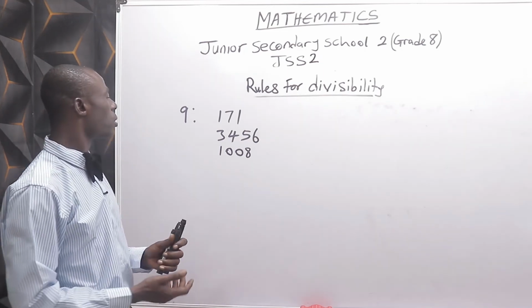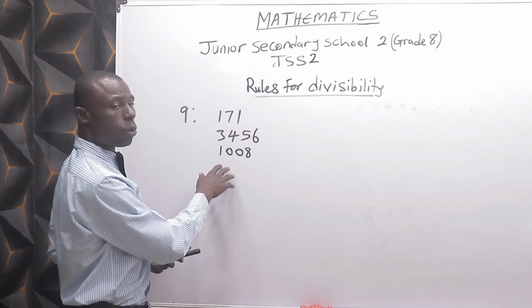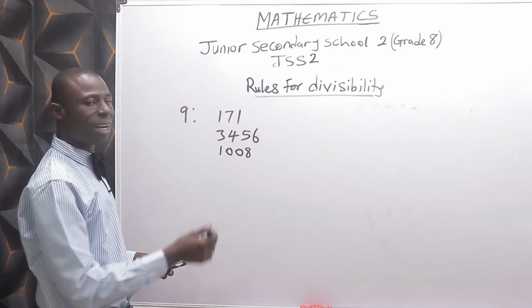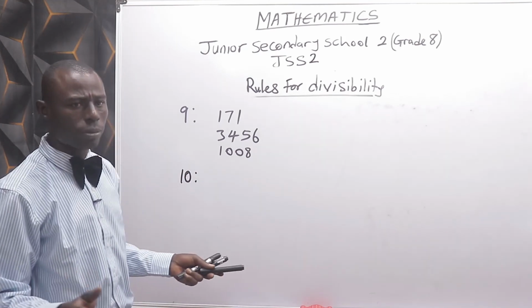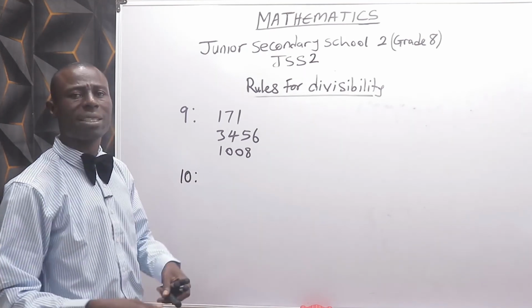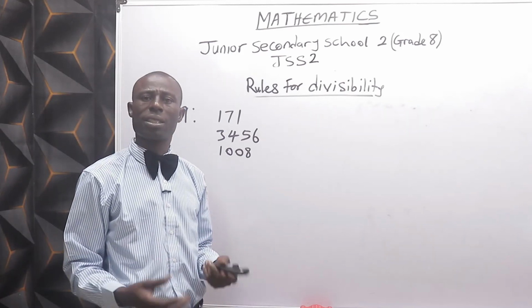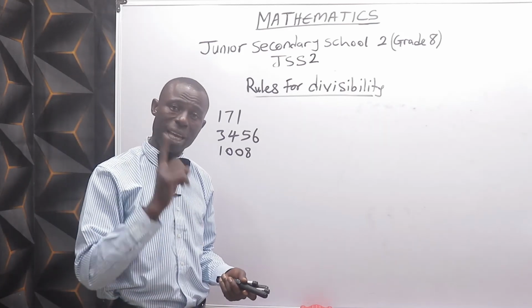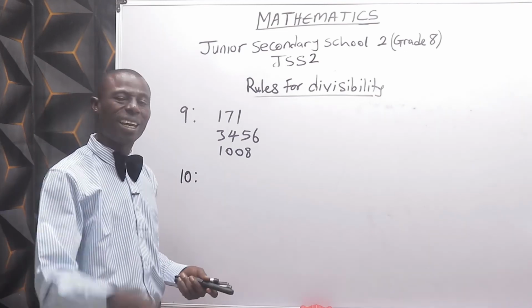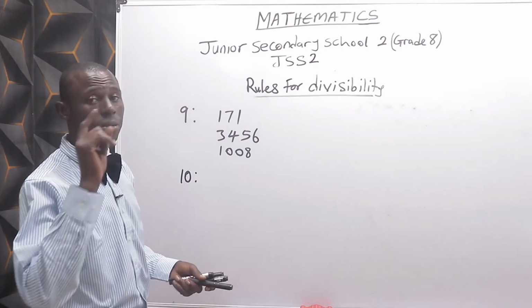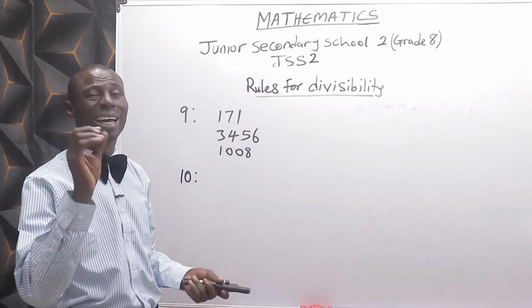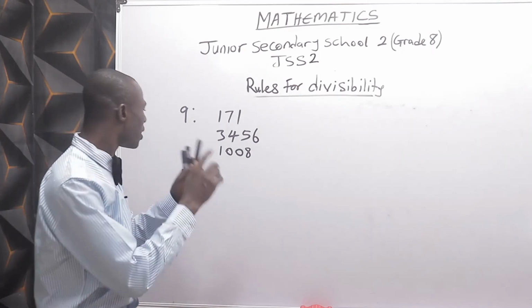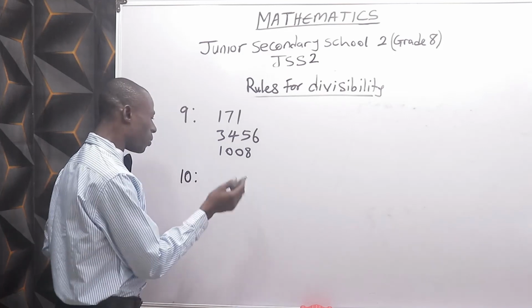This is where we are going to stop on the examples of 9, and we consider the last one, which is 10. This is very cheap. For you to know that a number is exactly divisible by 10, it is easy. The number must end with 0. The last digit of the number must be 0. Once you see the last digit of a particular number being 0, then that number is exactly divisible by 10.